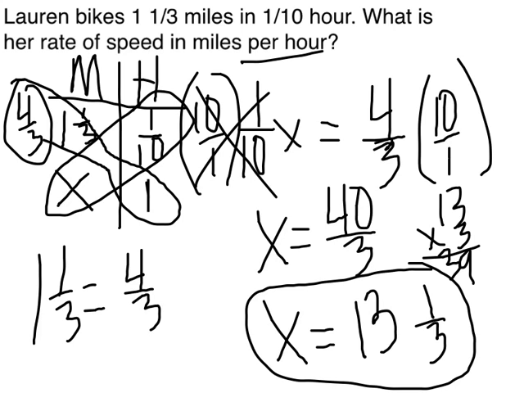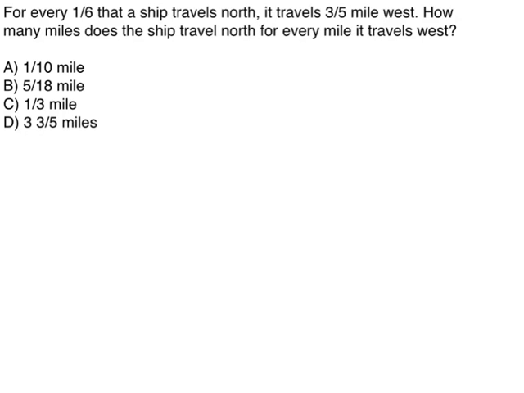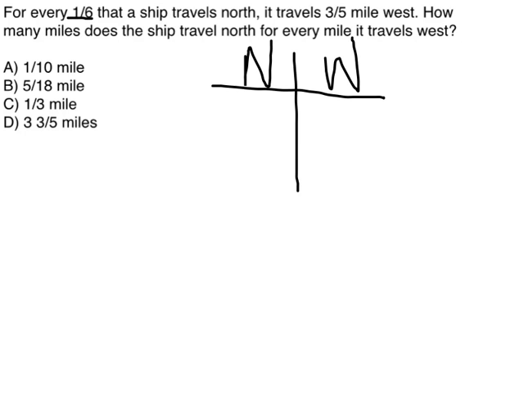Let's do one more, then you'll practice. For every 1/6 mile that a ship travels north, it travels 3/5 of a mile west. How many miles does a ship travel north for every mile it travels west? Well, again, let's talk about what you're comparing. You can talk about traveling north versus west. And I know for every 1/6 a ship travels north and 3/5 of a mile west. How many miles does the ship travel north for every mile that it travels west? So I know west is my 1. And I don't know what my north value is, so I'm going to give it an X.